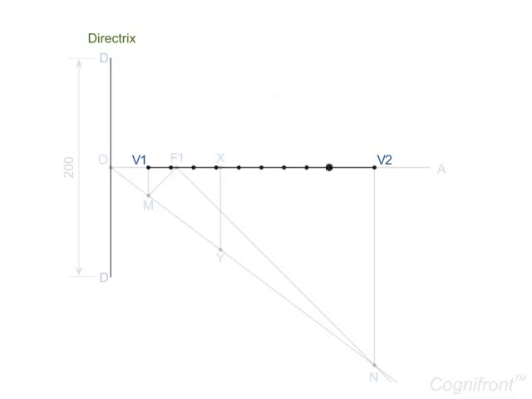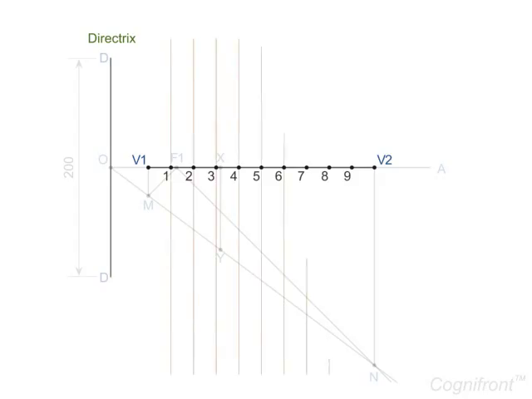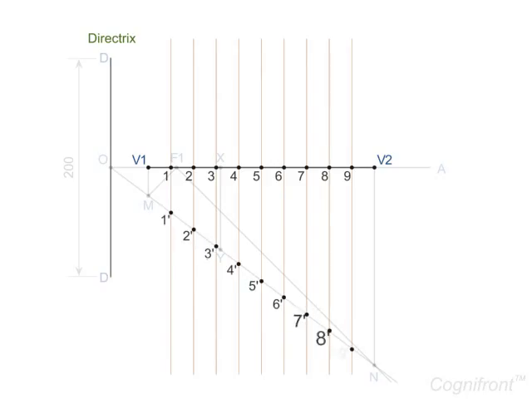Now we shall divide the major axis V1V2 into 10 equal parts. At each of these points, draw perpendicular lines on either side of the axis. Mark the points where these vertical lines intersect the line ON.